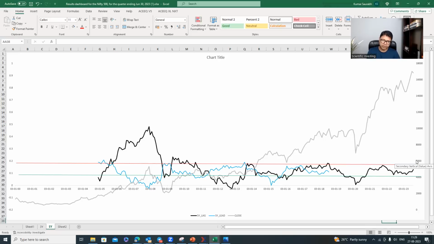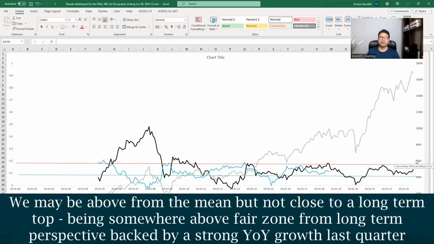So if you roughly combine the 3-year and 5-year, we are nowhere close to attractive, let's accept. We are somewhere above the median, let's accept. But we are not there at the top. And the longer horizon is clearly highlighting that.